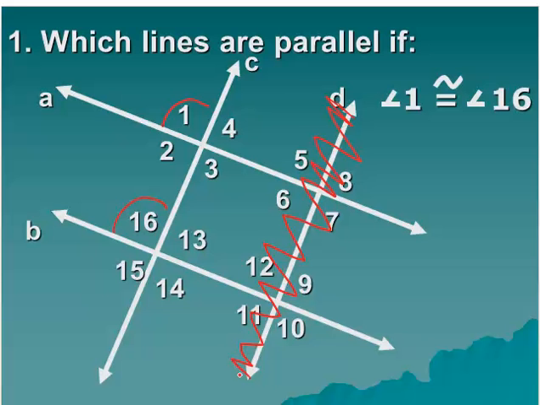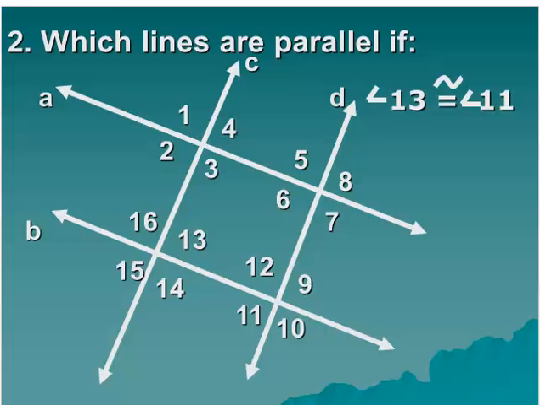1 and 16 are a special pair of angles. Those are corresponding. Since angle 1 and angle 16 are congruent angles that are a corresponding pair, it does make parallel lines. Therefore, C is the transversal, and this causes A to be parallel to B. My reason would be corresponding angles converse. We're going backwards and making the statement that the lines are parallel, so we use the word converse.